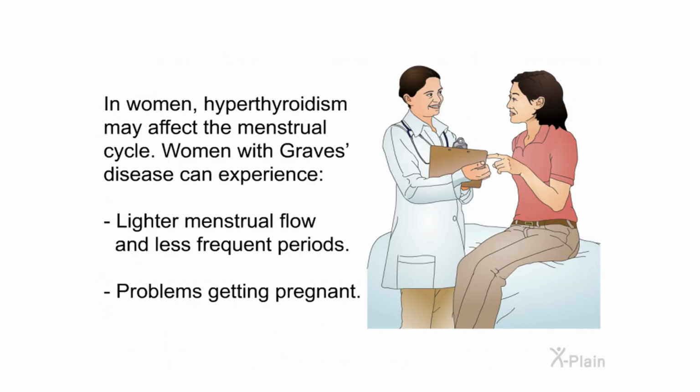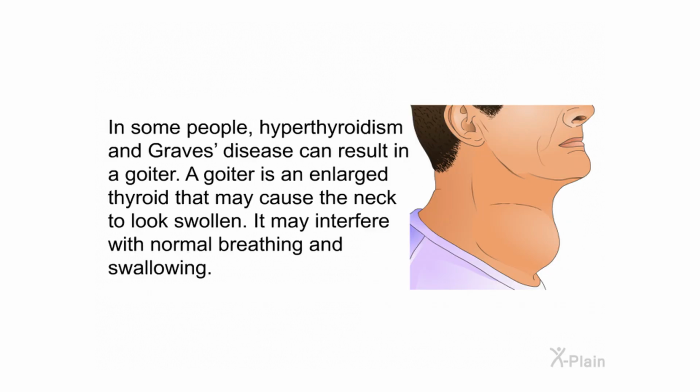In women, hyperthyroidism may affect the menstrual cycle. Women with Graves' disease can experience lighter menstrual flow and less frequent periods, and problems getting pregnant. In some people, hyperthyroidism and Graves' disease can result in a goiter. A goiter is an enlarged thyroid that may cause the neck to look swollen. It may interfere with normal breathing and swallowing.